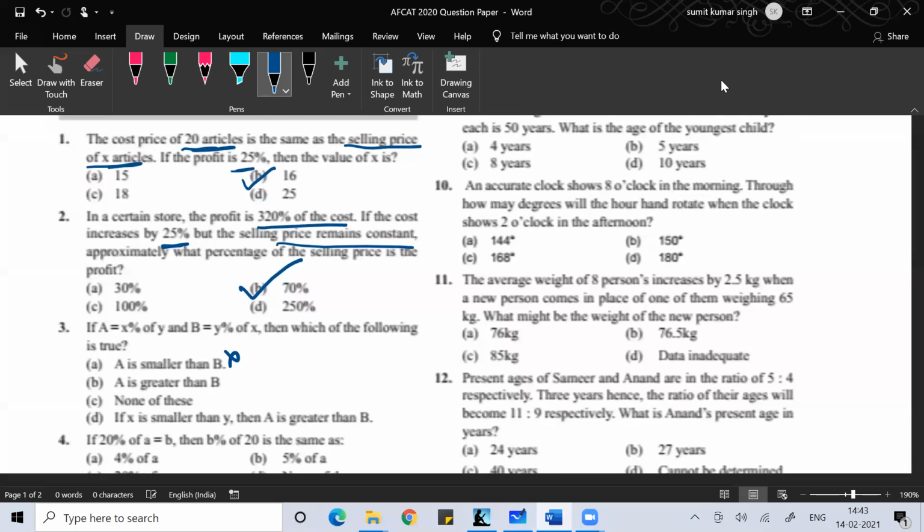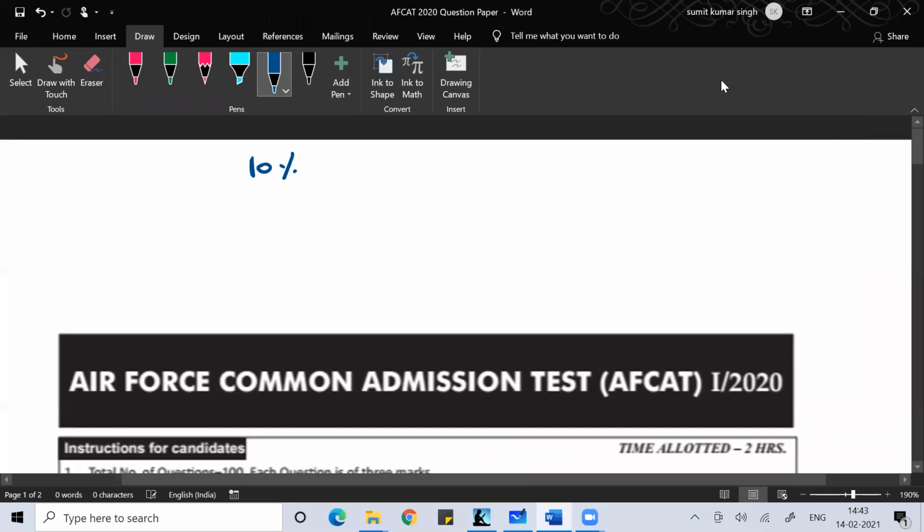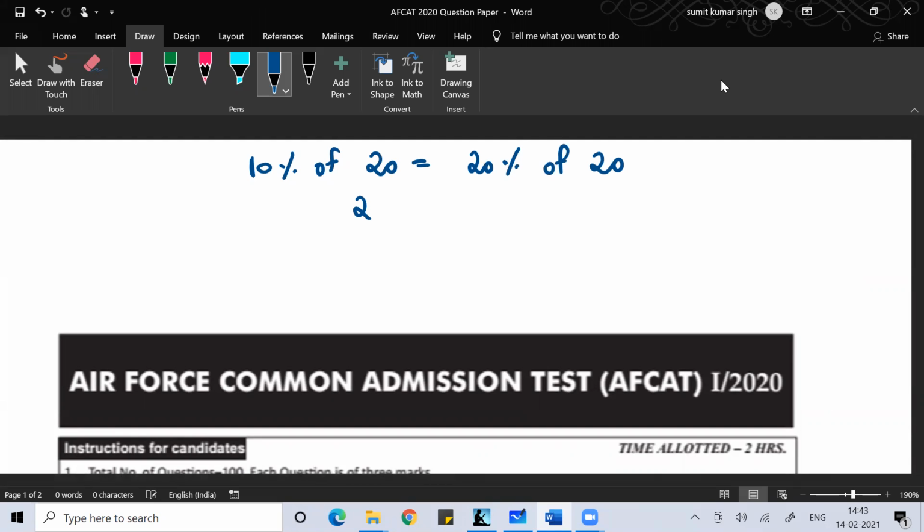Definitely A cannot be answered, B cannot be answered. And if X is smaller than Y, then A is greater than B. That is also not true. So you can understand this part that 10% of 20 is as good as 20% of 10. Okay, guys. So in both the cases, you'll get the value 2 only.